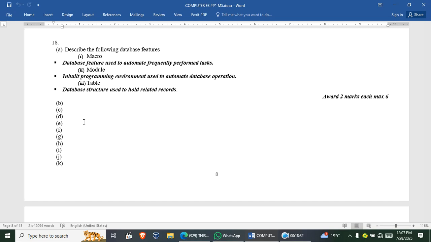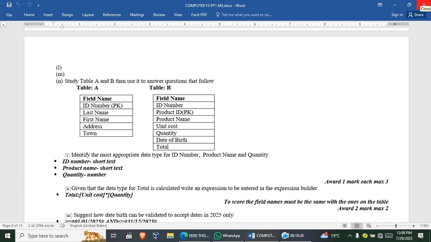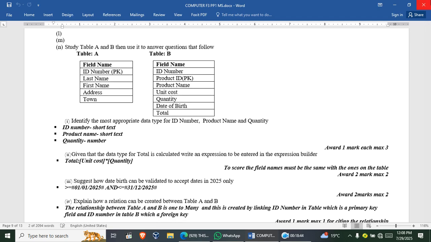Then you have table. It is just a structure that holds related records, or a receptacle of columns and rows. Study table A and table B here, and use them to answer the questions that follow. So we have the field name, ID number, primary key. The PK here stands for primary key. We have last name, first name, address, and town. That is the parent table A.